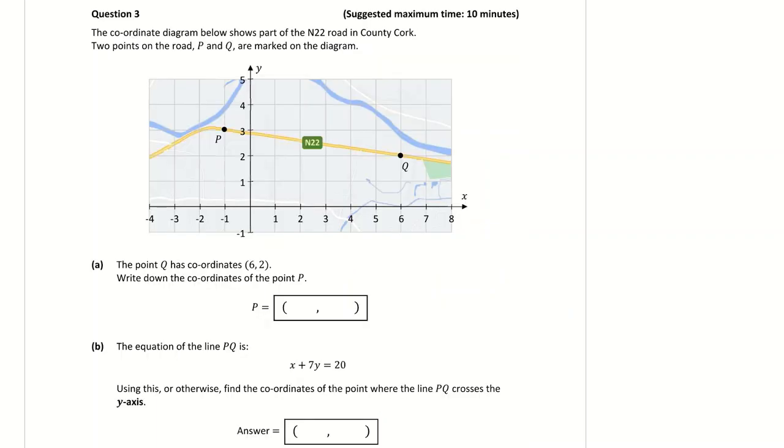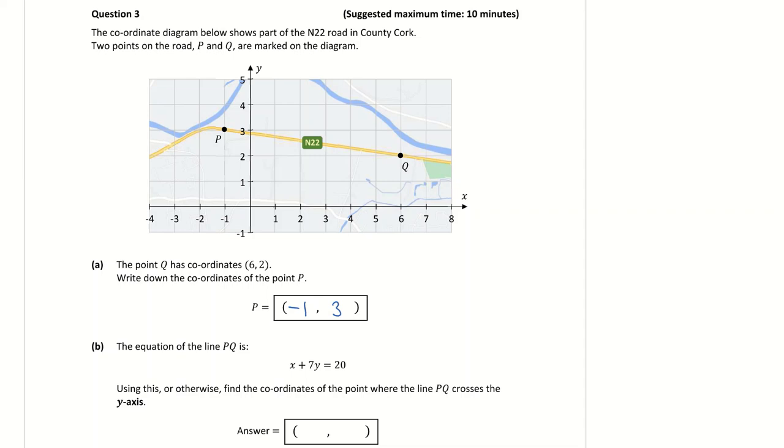Question 3, the coordinate diagram below shows part of the N22 road in County Cork. Two points in the road, P and Q, are marked in the diagram. Part A, the point Q has the coordinates of 6, 2. Write down the coordinates of P. Well, P is located here. And the coordinates at that point are back minus 1 on the x-axis, so minus 1, up 3, so minus 1, 3. The equation of the line PQ is given as that.